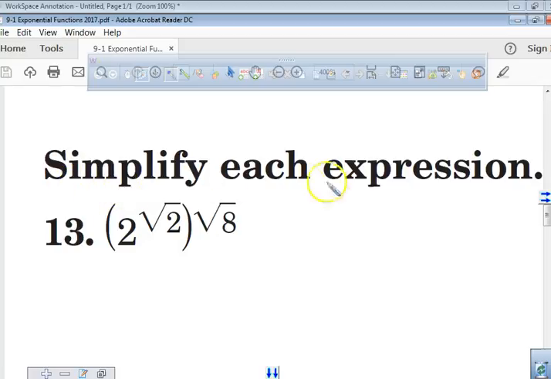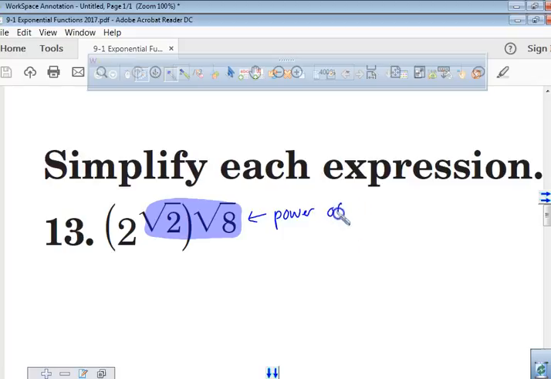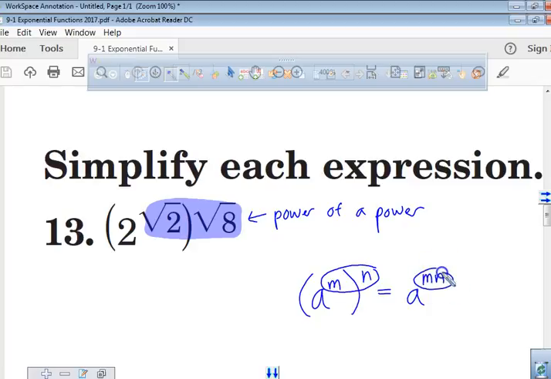We're going to be starting with simplifying each expression. Right now, we have 2 to the power of radical 2 times radical 8. What I'd like you to do on your paper right now is to highlight or circle those 2 numbers, put a little arrow right here and write power of a power. Now, in your little chart or table, you should see this: a to the power of m raised to the power of n is going to be the product of m times n. So whenever you have a power to a power, you multiply those powers together.